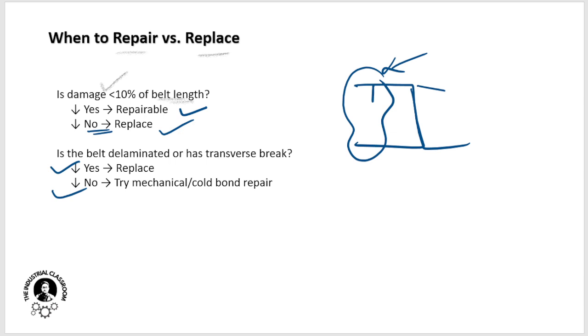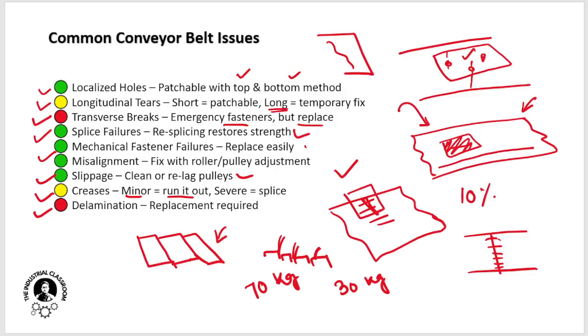Okay, and I need to tell you why these breaks are happening. Remember that localized holes may be due to impact, longitudinal tears may be due to foreign material ingress, and transverse breaks are also due to foreign material or cuts in the joint or improper jointing processes followed. There may be several reasons. Splice failures are due to jointing failures in most cases. Then mechanical fastener failures.